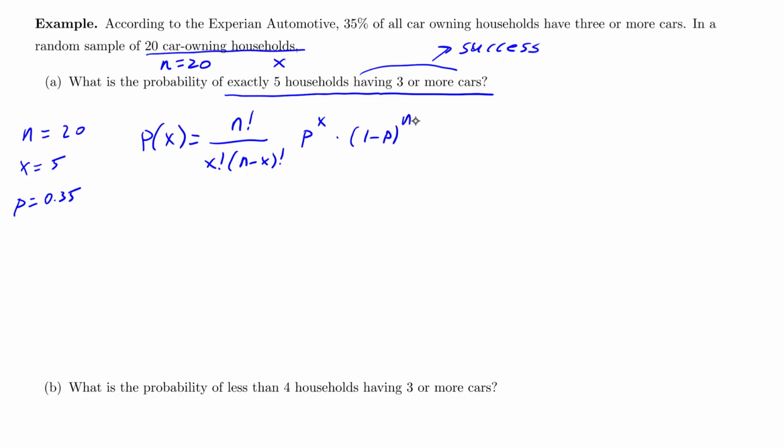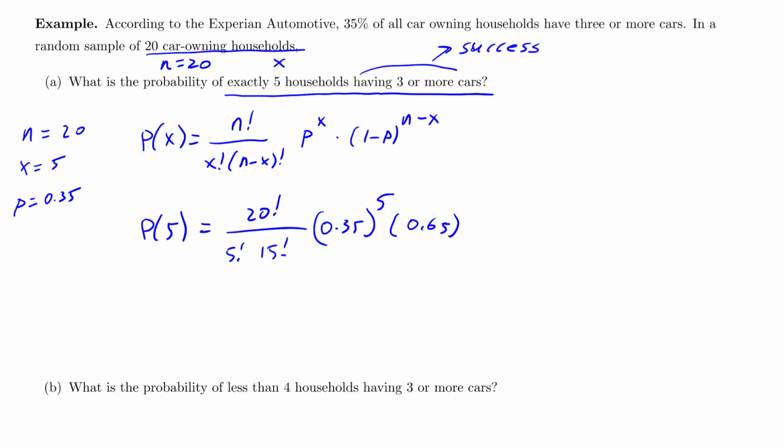So here we're finding probability of 5, or 20 factorial over 5 factorial, times (20 minus 5) factorial. So we're doing this subtraction first and then taking the factorial. Let's write it as 15 factorial, since 20 minus 5 is 15. Then times p, which is 0.35, raised to x, which is 5, times 1 minus p, in this case 0.65, to the 15 power.